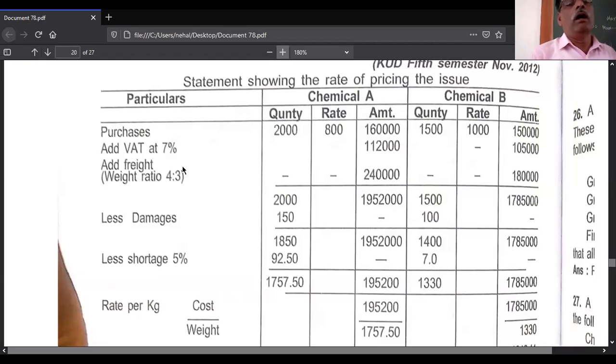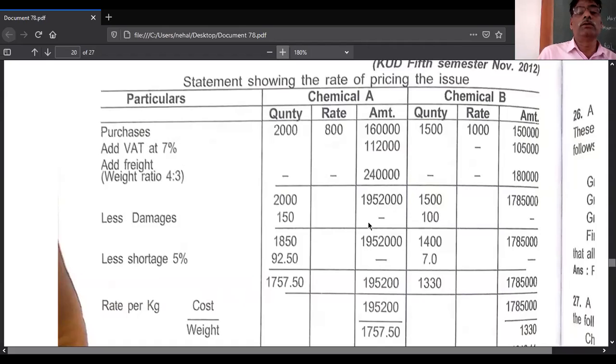Then second point, you take the VAT. VAT is 7%. You calculate 7% on the price value. 7% of 16 lakh is equal to 1,12,000. And 7% of 15 lakh is 1,05,000. That is right, the correct calculation. In the above information, 1 zero is omitted. Then you have to take the freight. Freight total is 4,20,000. You distribute in the ratio of 4:3, the quantity ratio. So it is 2,40,000 and 1,80,000.